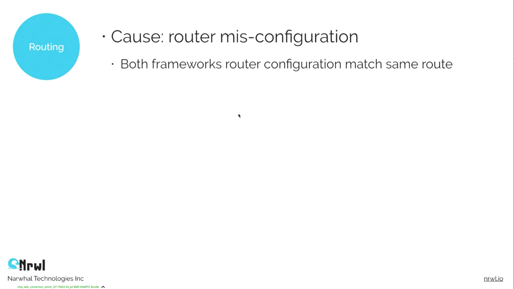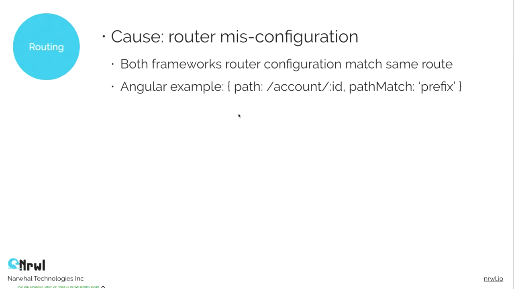Router misconfiguration is the most common cause. So both frameworks' router configurations are somehow matching the same route and rendering a component to the router outlet. So in Angular, for example, I could have a path like this, where I just match by the prefix and do account/ID parameter. In AngularJS, I could have the same thing, account/ID/edit. So if I go to this edit, then I could have both outlets active at the same time.